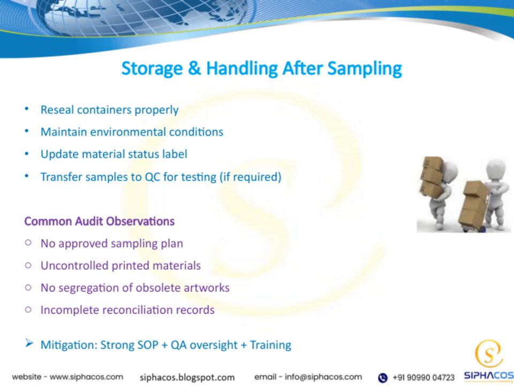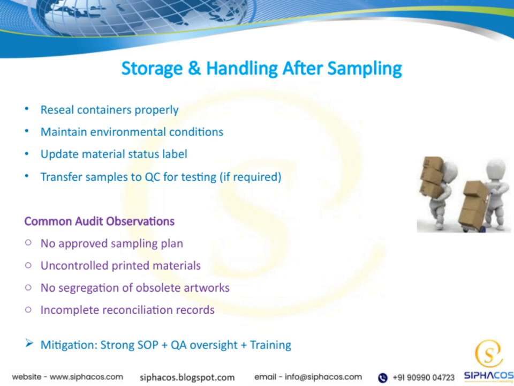Moving on to common audit observations, we often see issues like the absence of an approved sampling plan, which can lead to inconsistent sampling practices. Uncontrolled printed materials pose a risk of using outdated or incorrect information. Also, failing to segregate obsolete artworks can cause mix-ups or accidental use, and incomplete reconciliation records make it difficult to track samples properly.